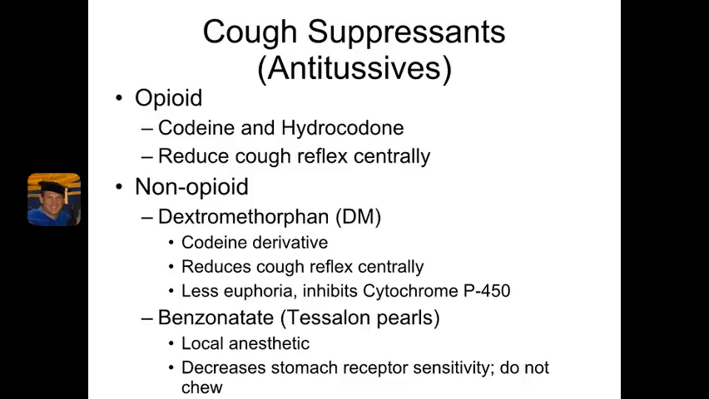The last one is called benzonatate, also known as Tessalon pearls. The reason they are called pearls is because they look kind of like little yellow translucent pearls. They are a local anesthetic. Now you swallow these, so they work in the stomach. Weird. You have cough receptors in your stomach. Huh, who knew? Anyway, don't chew them.